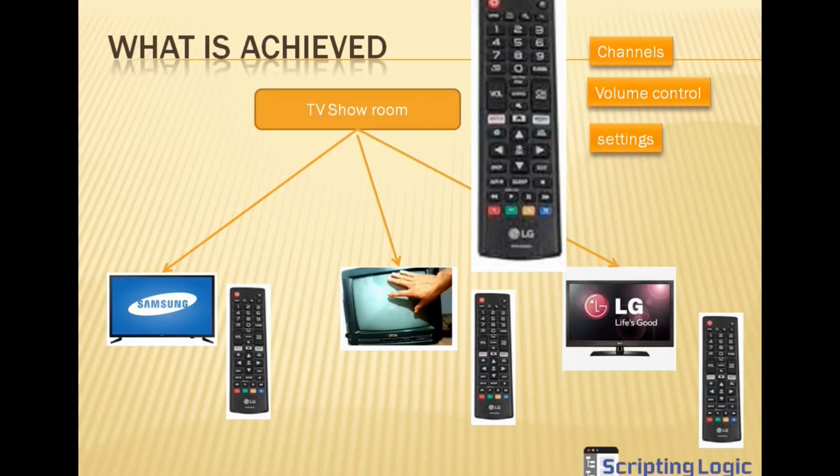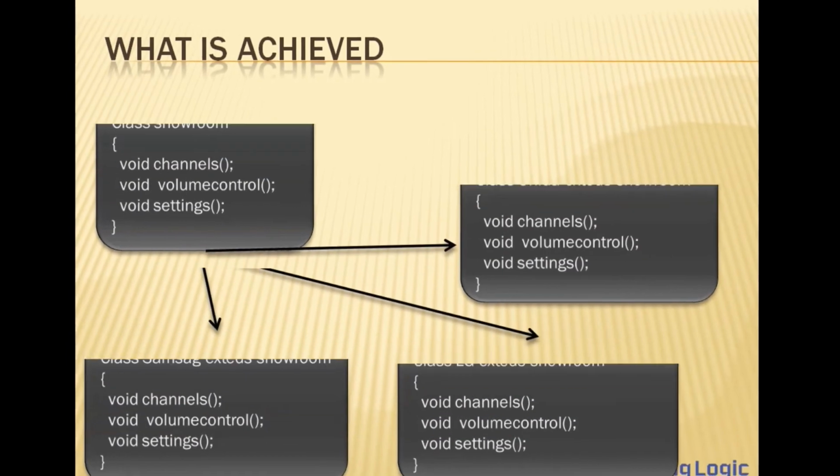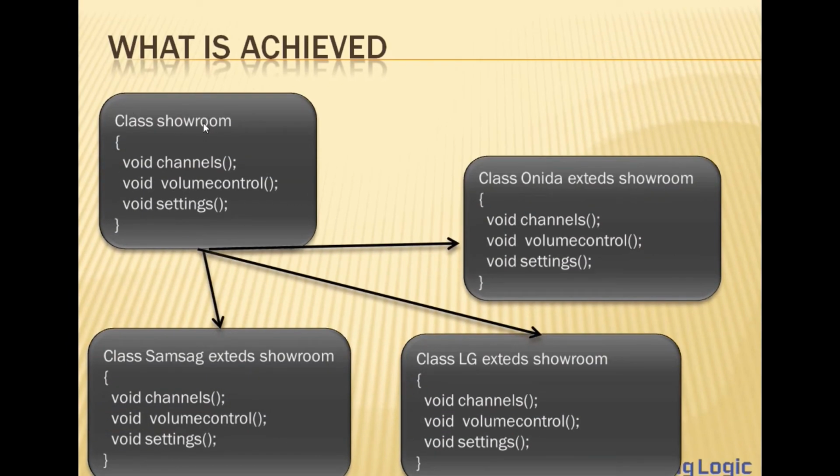So in the first example, the TV showroom is the parent class, and Samsung, Onida, and LG are the child classes of this TV showroom. Let's see the example of it. Suppose this is a class Showroom, and we have some implementation of these functionalities: channels, volume control, settings. Then Onida extends Showroom, Samsung extends Showroom, LG extends Showroom, and everybody has their own methods for changing channels, volume control, and settings. Similarly here and here as well.